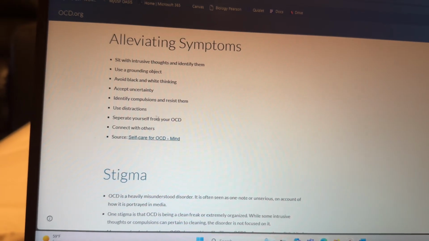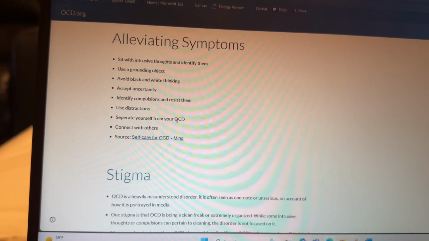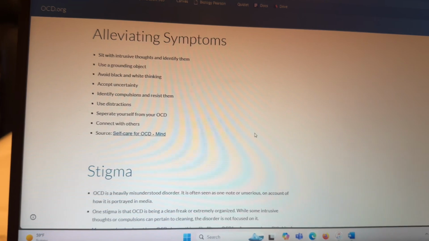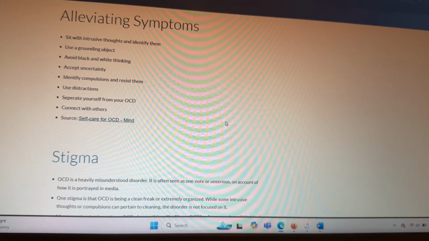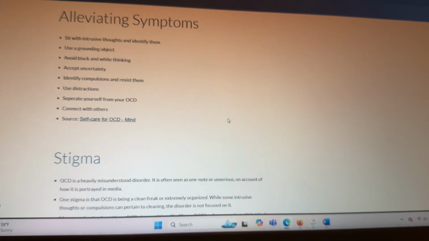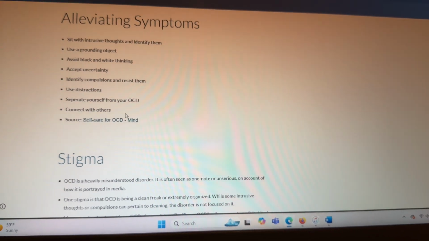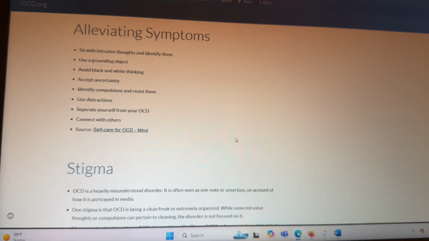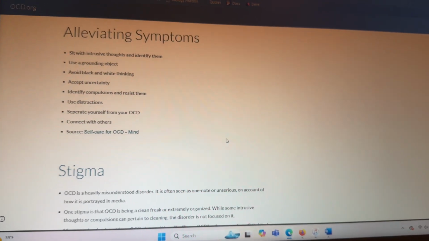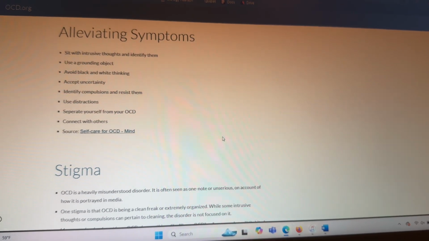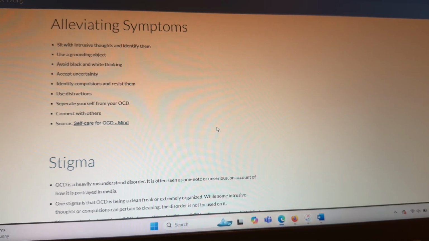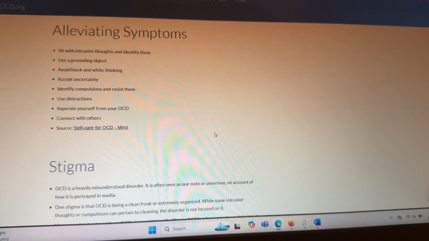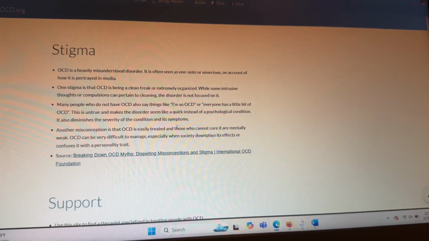Then another helpful thing to do is to separate yourself from your OCD, so see it as something that's different than yourself, because it's important to realize that it's a separate thing from yourself. And then another good thing to do is to try to connect with others, which is something that this site aims to do. Talking to other people with OCD is really helpful, because talking to just anyone is good, but it's especially helpful to talk to someone who has shared experiences and can help you.